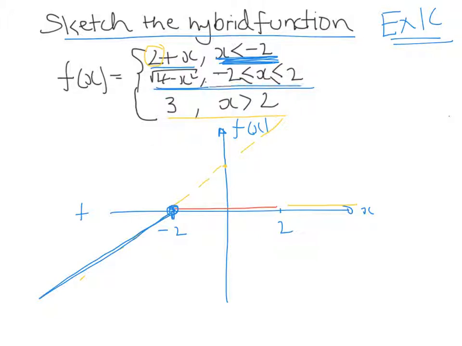Now this part here is a semicircle with a center at 0, 0 on the origin and a radius of 2. So my graph will start there and go around like that and attach there. Now, f of x is equal to 3 when x is greater than or equal to 2, so I'll do a solid dot there. And up here at 3, my graph will go over like this.